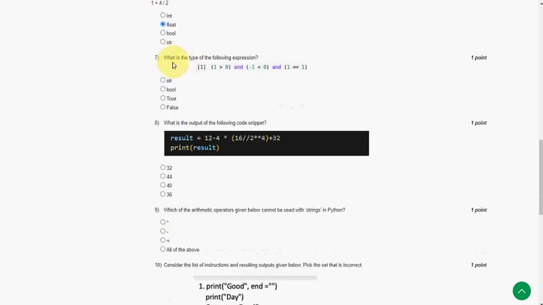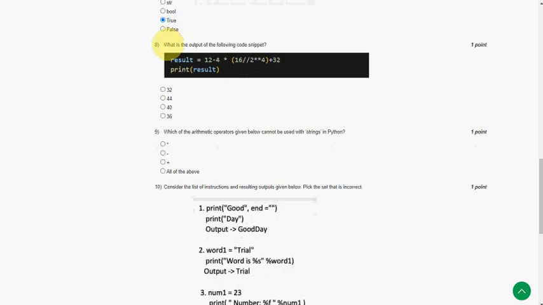And the seventh question, what is the type of the following expression? When I did this, I got the output as true. So third option. And the eighth question, what is the output of the following code? When I did this, I got the answer as 40. So third option is the correct answer for eighth question.